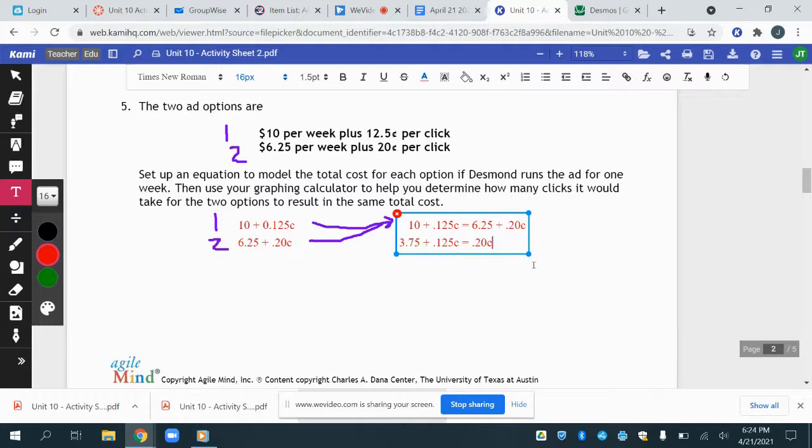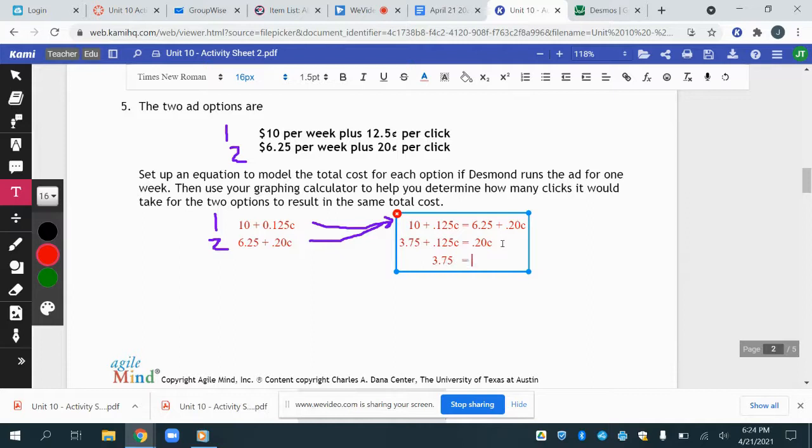All right, what does that mean? Well, we'll get there. It means that this one charges $3.75 more up front than that one. But it also charges less per click. So I'm going to take away 0.125 cents from each side, 125 clicks or whatever. I'm going to take that away. So that's just going to leave me with $3.75 over here.